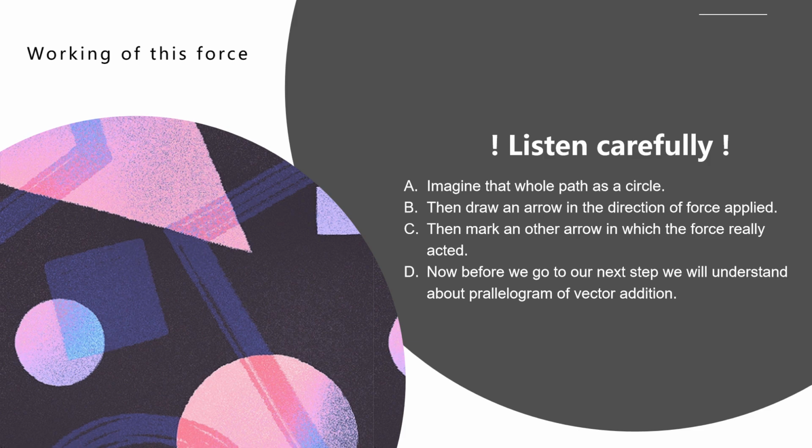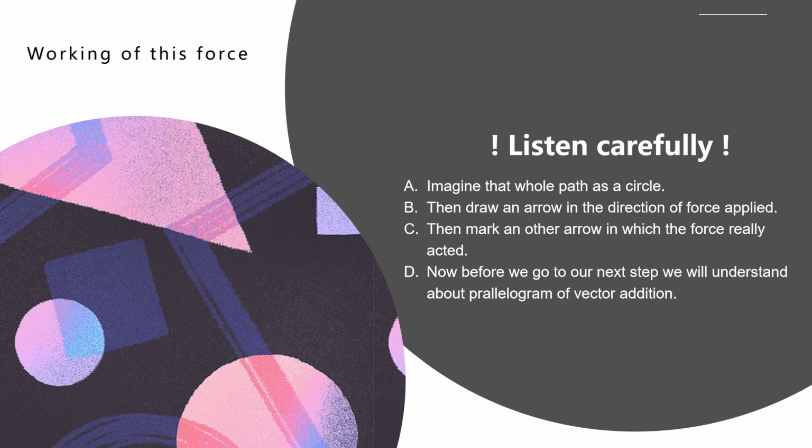Imagine the whole path of the ball revolving as a circle. Then draw an arrow in the direction of the force you applied through your wrist. Now mark it with an arrow pointing towards that direction. Mark another arrow in the direction in which the ball went.